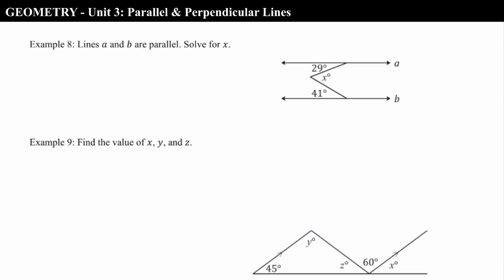In example 8, we're told that A and B are parallel, and we're going to solve for x. In this case, we have this angle and this angle. If you were to put them on top of one another, they would be the same as this angle, just facing the other way. So what we can do is we can just add the other two angles, and we get x equals 70.